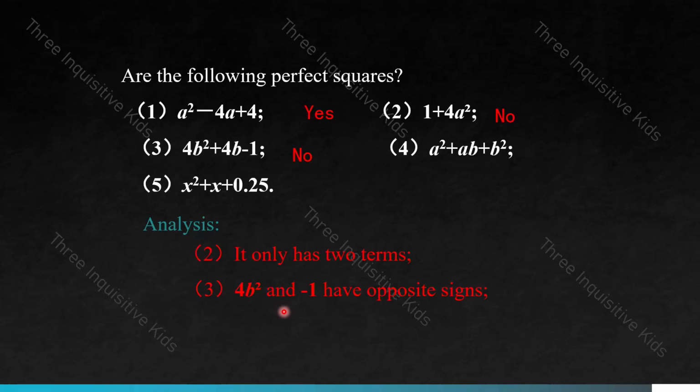it means that it is not a perfect square expression. For the fourth one, it is also not a perfect square expression because AB is not 2 times the product of the two base numbers. And for the final one, yes, it is a perfect square expression because, as you can see, it meets all of the requirements.